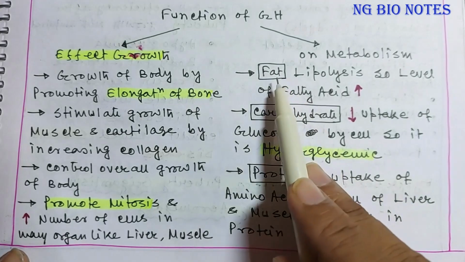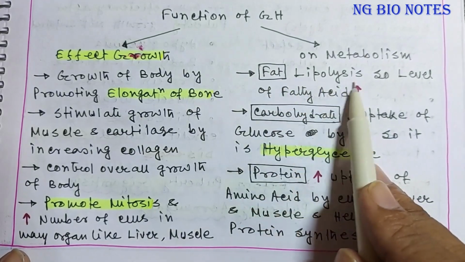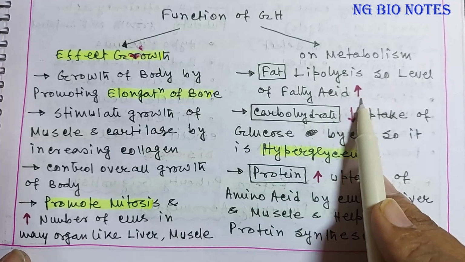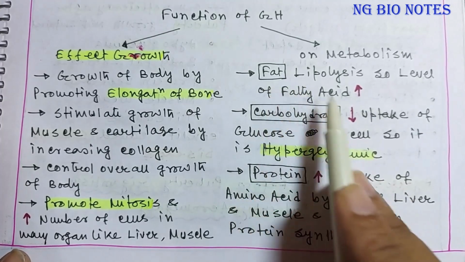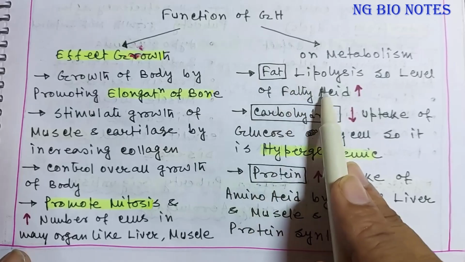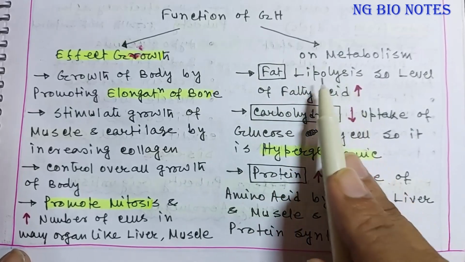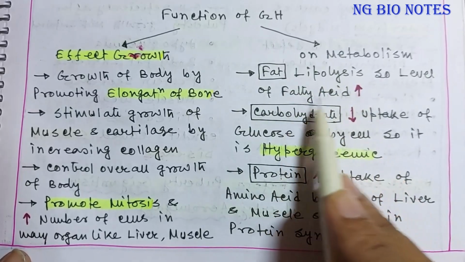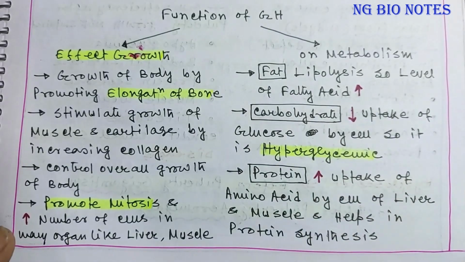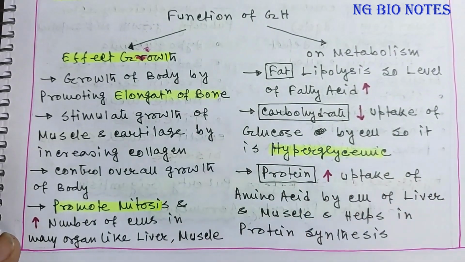Growth hormone also helps in lipolysis, so the level of fatty acid will be increased. You know fat is made up of fatty acid and glycerol, so fat will be broken down in the presence of growth hormone, and so growth hormone increases fatty acid level in our blood. So these are the functions of growth hormone.